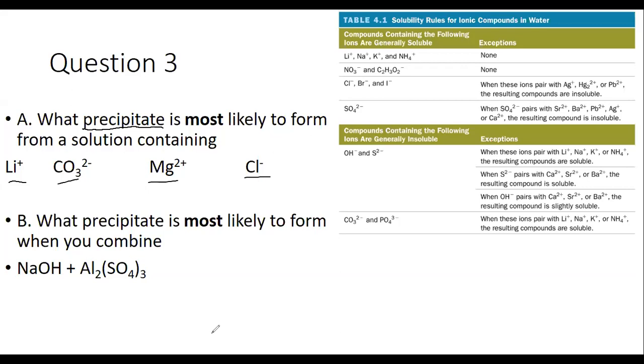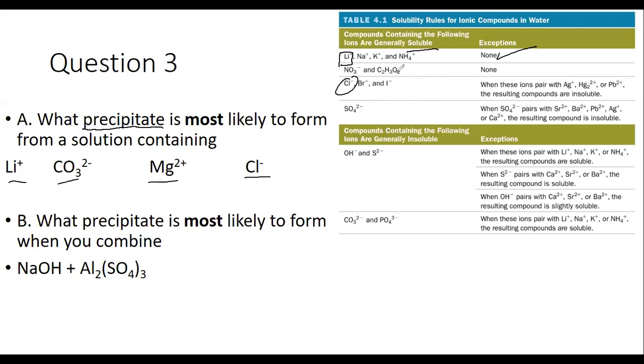So which one of these four compounds will form a precipitate? If we look at our table, we see anything with lithium is soluble. There are no exceptions. So anytime you see a compound with lithium, you should say to yourself, this is soluble. This will not form a precipitate. So lithium chloride and lithium carbonate are soluble. They will not form a precipitate, which only leaves magnesium carbonate and magnesium chloride.